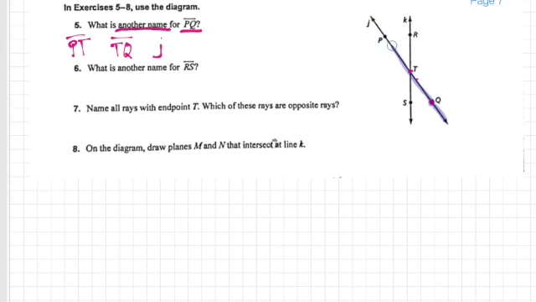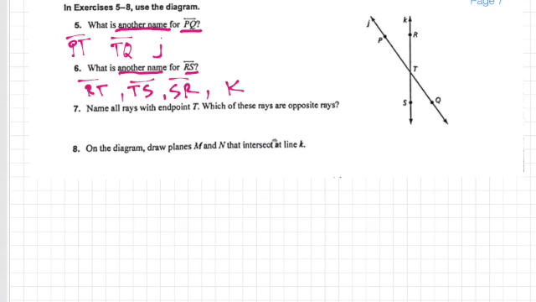Let's see what our next question is, which is, what is another name for RS? So RS is here. That's this one here. We could name it lots of things. We could call it RT. We could call it TS. We could call it SR. We could call it, also this guy up here, we could call it K. Any one of these answers would work. It only asks for one, but you could name it any one of those things.